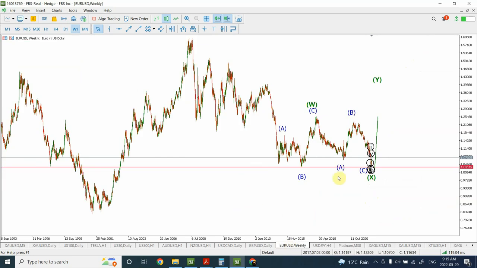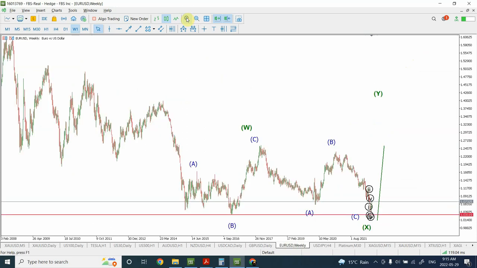Euro, we have discussed this analysis. The labeling is more clear on Euro. Starting from this bottom, we consider this as A, B, and C, which is a flat correction, a 3, 3, and 5-wave structure. And then we can consider it as a double zigzag right over here too. Or we can consider this as a flat correction within as well if you want. Both things fit in the larger sense.